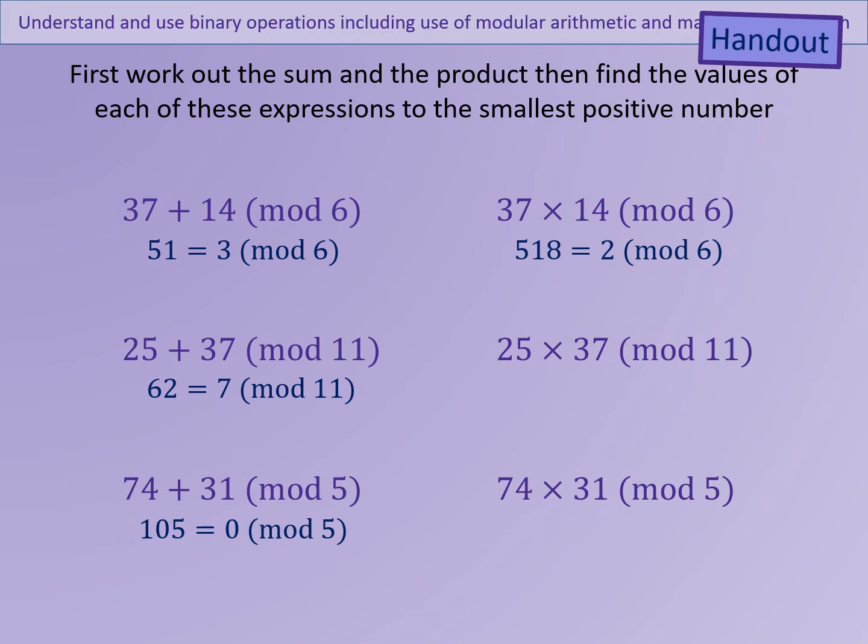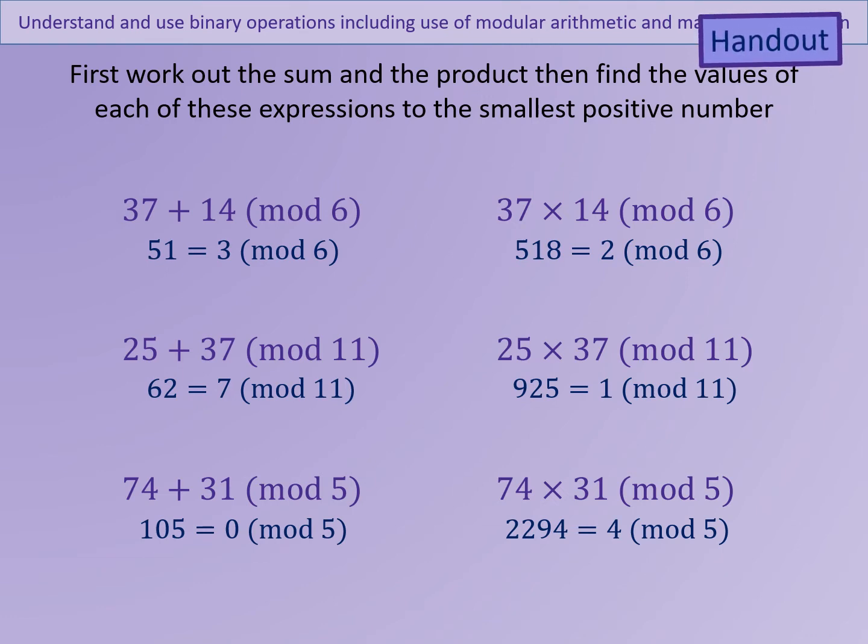Next question gives us 518, which is 2 mod 6. The next question, 925, which is 1 mod 11. And finally, 2294, which gives us 4 when working mod 5.